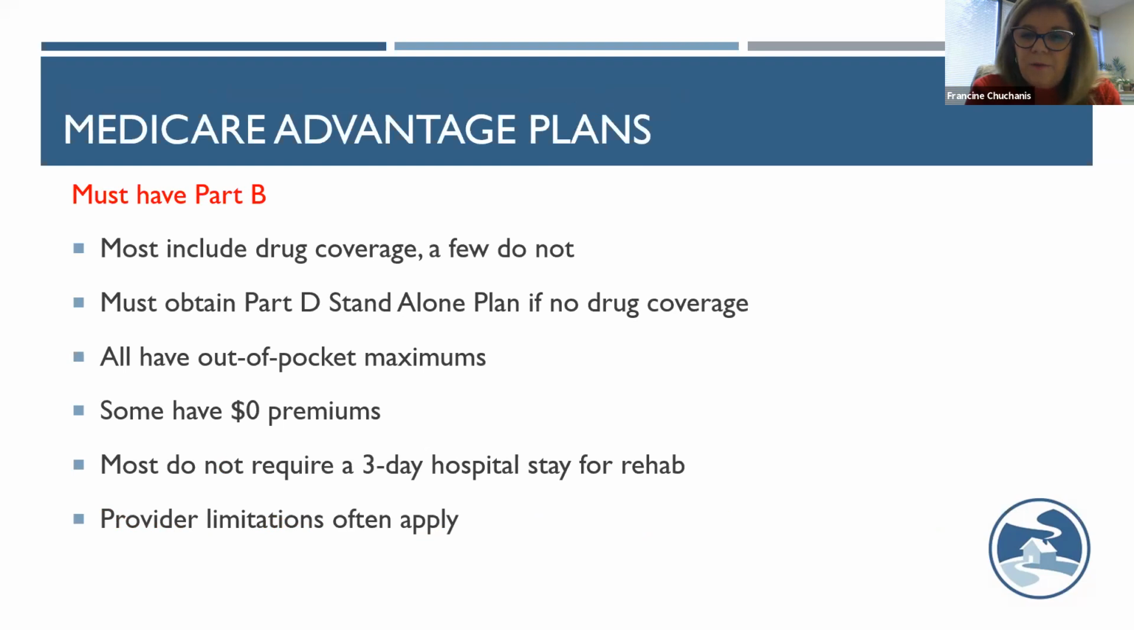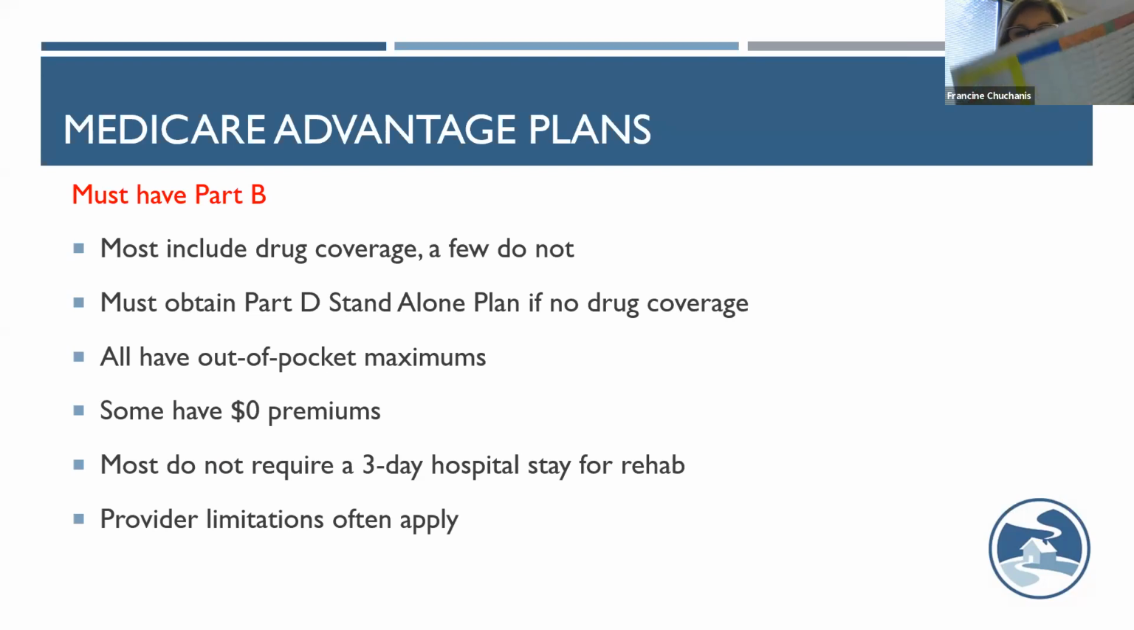So we talked about traditional Medicare, we talked about prescription drug coverage. Now we're going to talk a little bit about the Medicare Advantage plans. Again, to receive a Medicare Advantage plan, an individual has to have Part B. Most include drug coverage and a few do not.